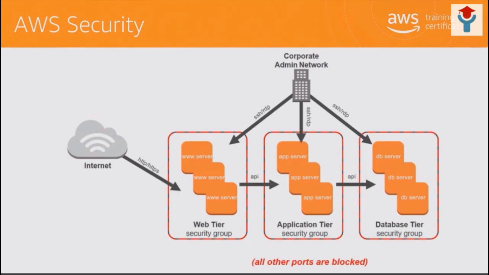Next, if we move to the app tier, there is a security group that only accepts traffic from the web tier. And similarly, the database tier can only accept traffic from the app tier. Finally, you will notice there has been a rule created to allow administration remotely from a corporate network over SSH port 22. So let's switch over to the console and take a look at creating a security group.